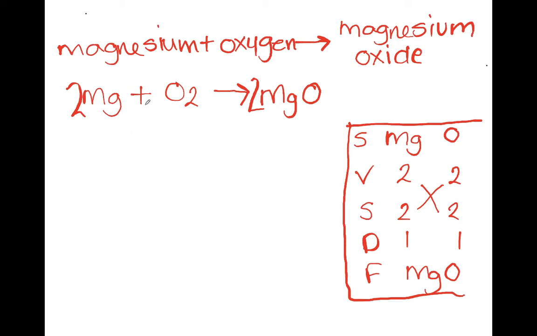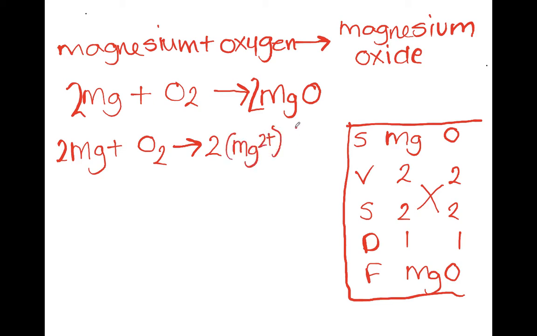Now, magnesium metal, not an ionic compound. Diatomic oxygen, not an ionic compound. Magnesium oxide, on the other hand, is an ionic compound. So here's what we do. We write out 2 Mg plus O2 gives us 2 Mg 2+ O2-. And that is our ionic equation, and that is what you should have got when you tried that for yourself.